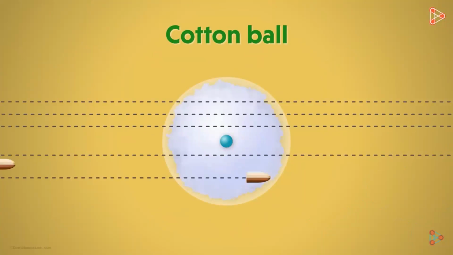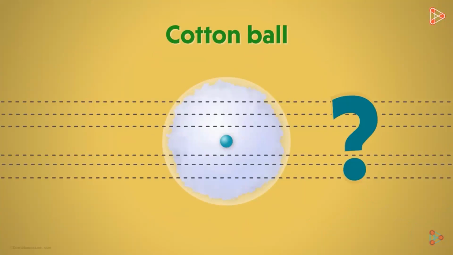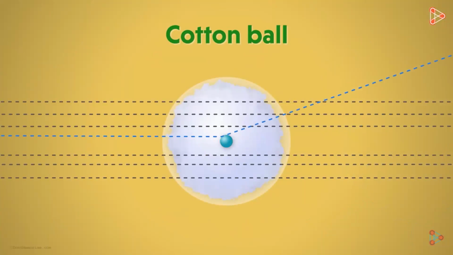Most of them will travel straight through the cotton surface. What will happen if a bullet hits the edge of the central heavy mass? In this case, the bullet will slightly change its path and get deviated. So looking at the size of the central mass, it's obvious that only some of the bullets will get deviated.